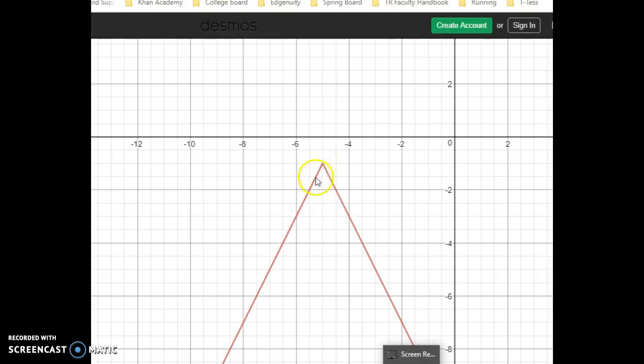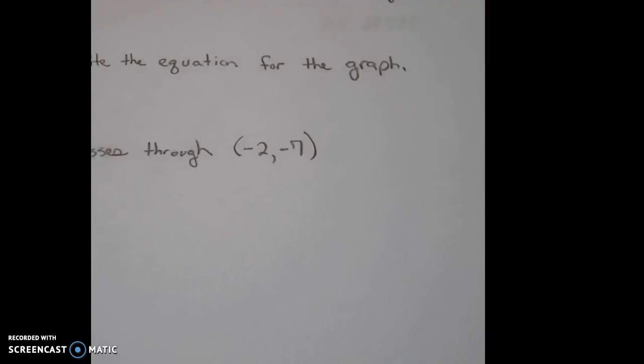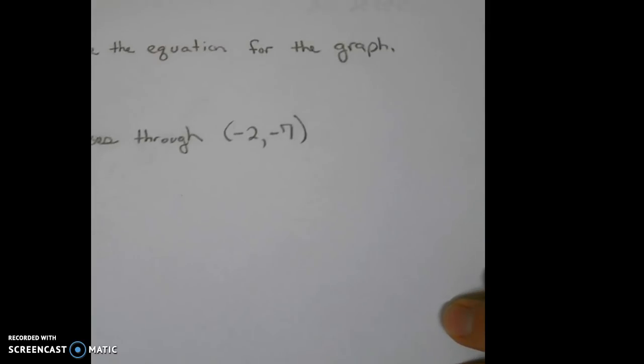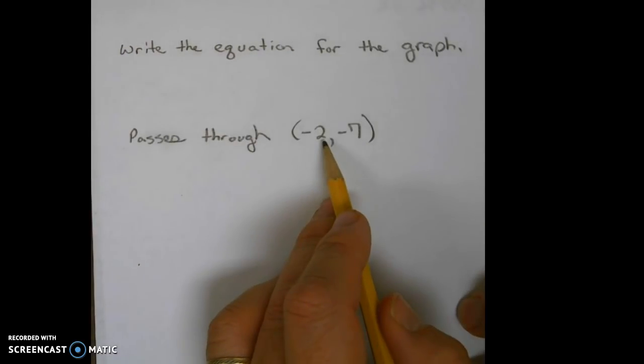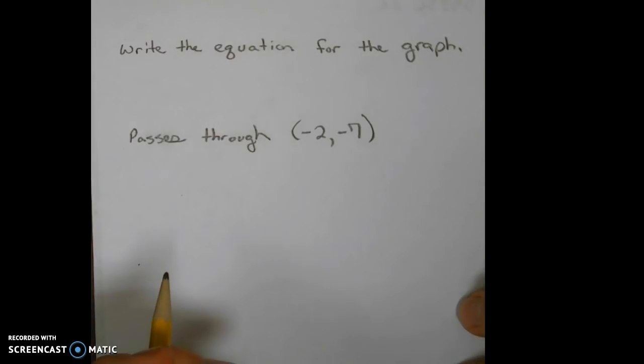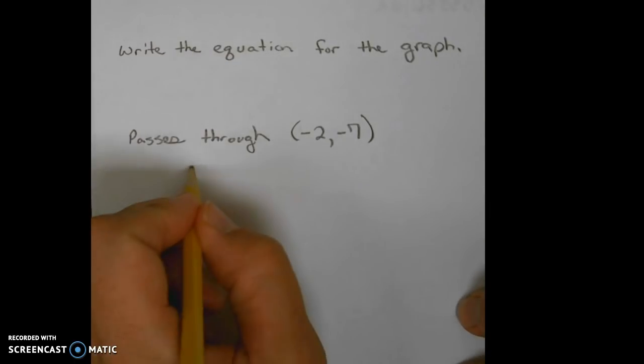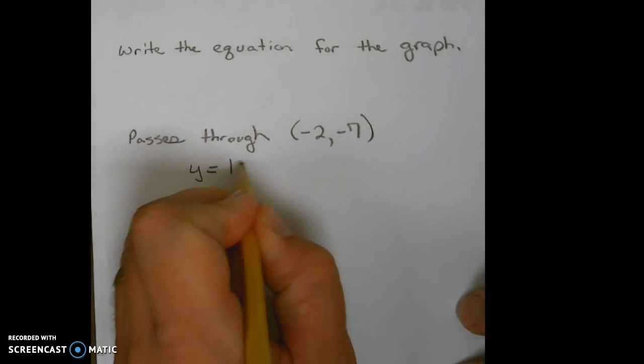So just based on all of that information, we have a good idea on how to start writing this equation. So let's go ahead and go back to our paper real quick. So remember that, left 5, down 1. Okay, we have some information here. It says that it passes through this point, -2, -7. And we know that the parent is going to be the absolute value of x.